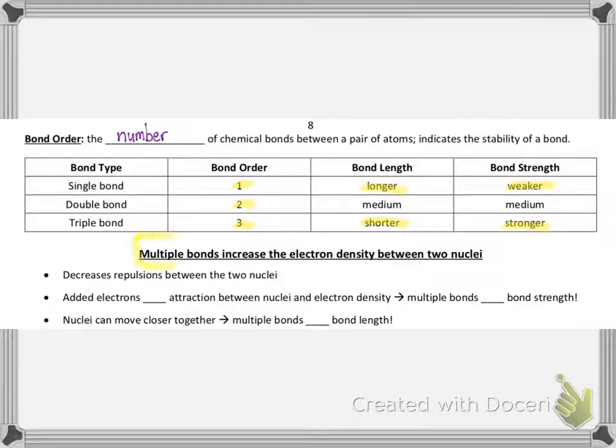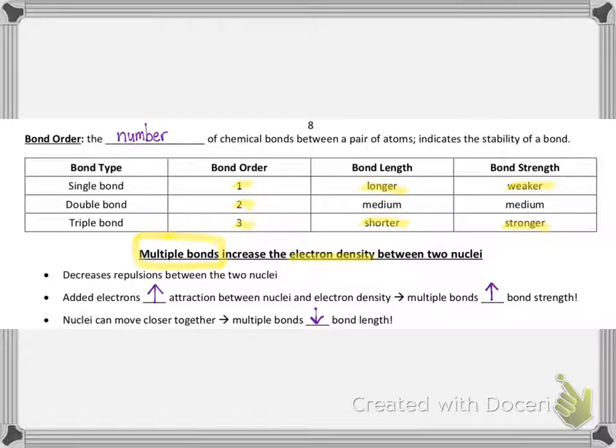When you have multiple bonds, like double or triple bonds, well, of course, you have more electrons between the two nuclei. So that decreases the repulsion. There's basically the shielding, all those delicious electrons. So since the repulsion between the two nuclei is being decreased and the added electrons increase the attraction between the nuclei and electron density, therefore multiple bonds, double and triple bonds, are going to have a greater bond strength, and the nuclei can get closer together, so it will decrease the bond length.